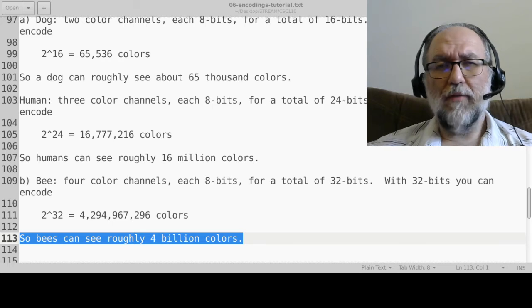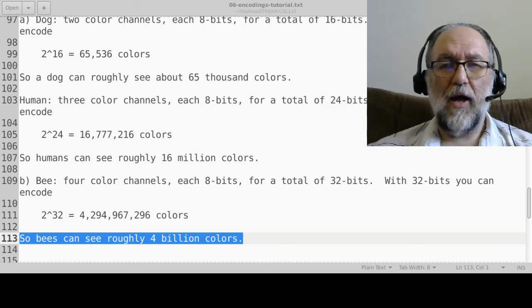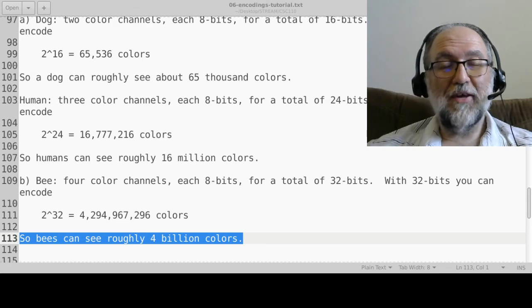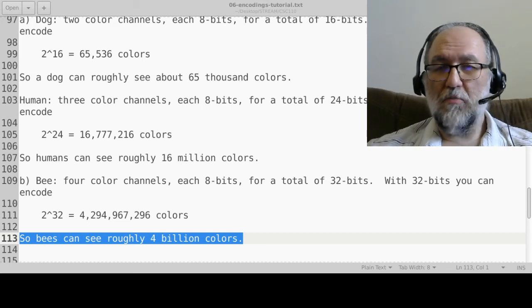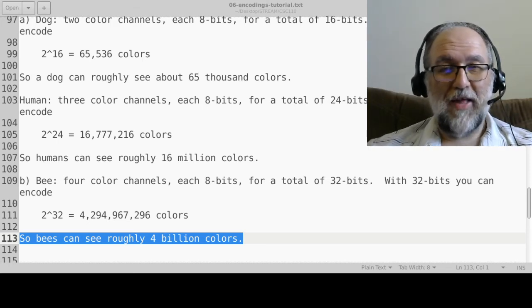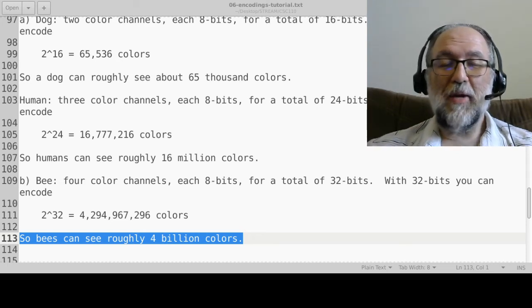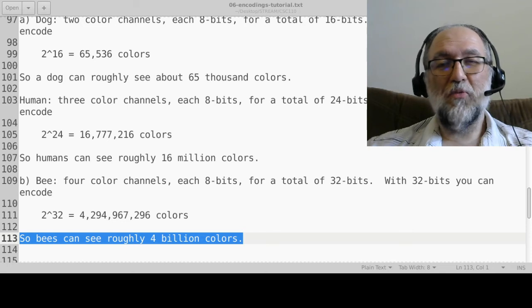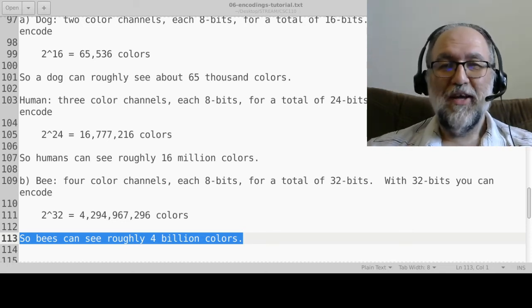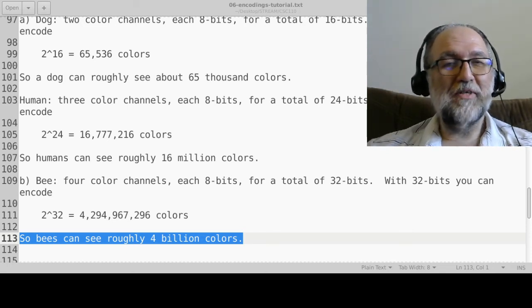Okay, so the richness of the colors that bees can see far exceeds humans. Okay, and we far exceed dogs. I can't imagine what a bee's world looks like. Okay, we can't imagine colors like that because our brains aren't wired to perceive that many colors, but apparently bees can. Okay, so if bees could talk, they would pity us. They would say, these poor humans, they can't possibly appreciate the richness of the color of flowers.